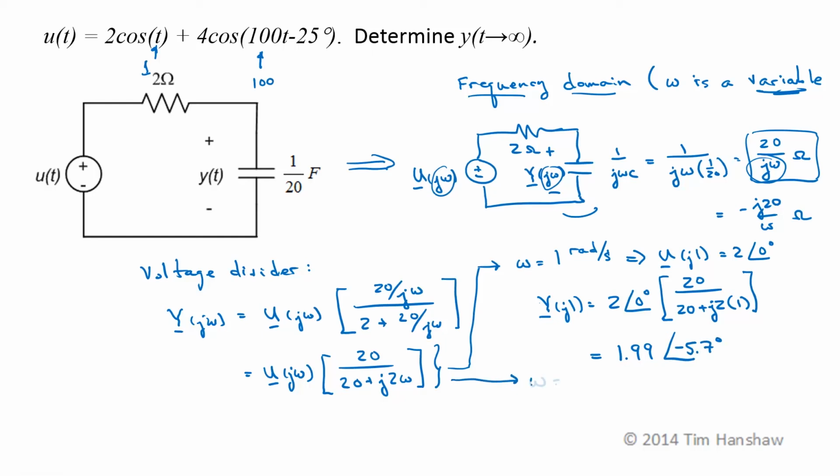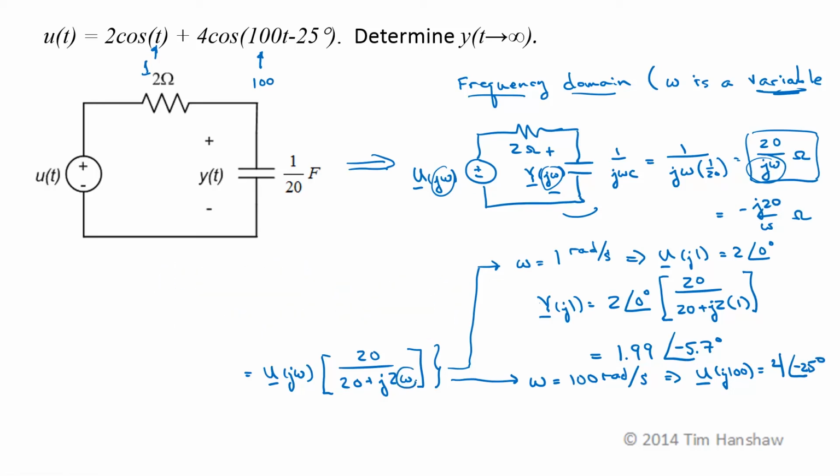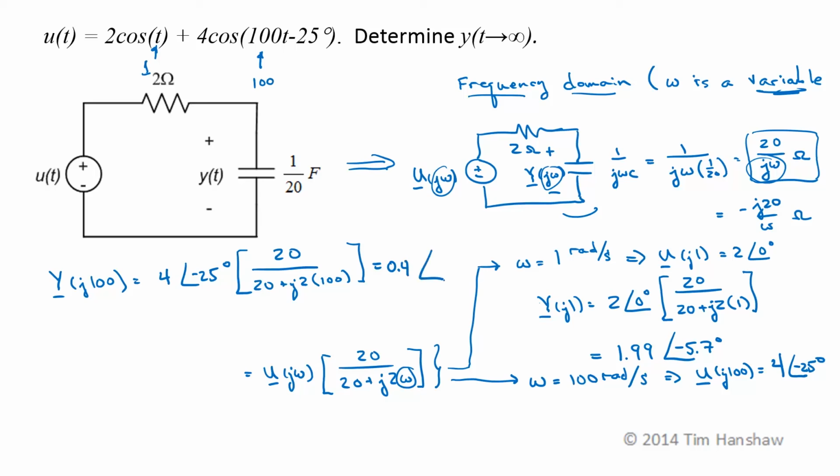Taking this same expression at omega is 100 radians per second, the input u of j100 is equal to 4 at an angle of minus 25 degrees. Plugging 100 radians per second into this expression, y of j100 is equal to u of j100, 4 at an angle of minus 25 degrees, times 20 over 20 plus j2 times 100 radians per second. Simplifying that gives me 0.4 at an angle of minus 109.3 degrees.